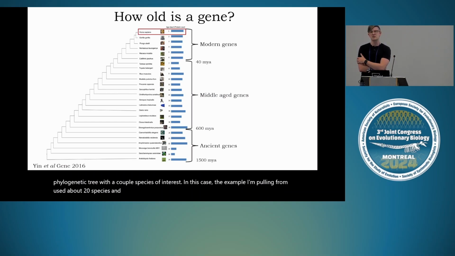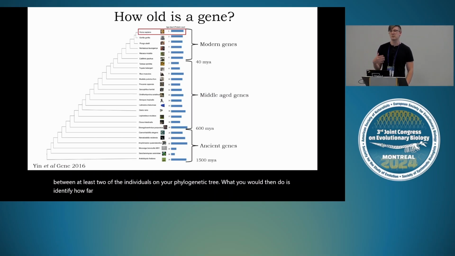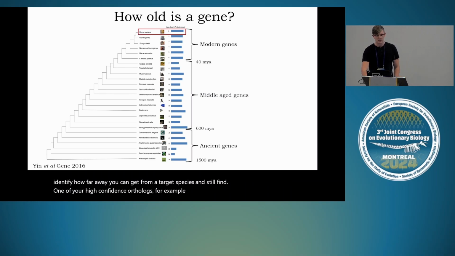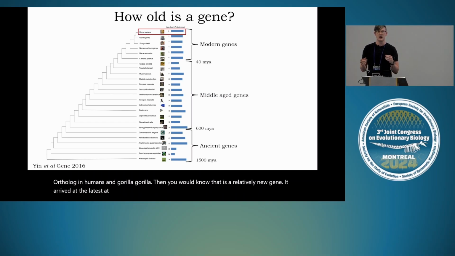And then from these species, identify sets of orthologs that are shared between at least 2 of the individuals on your phylogenetic tree. What you would then do is identify how far away you can get from a target species and still find one of your high confidence orthologs. For example here, if you could only find an ortholog in humans and gorilla, then you would know that that is a relatively new gene. It arrived at the latest at the common ancestor between humans and gorillas.